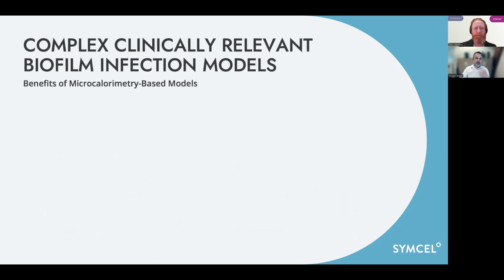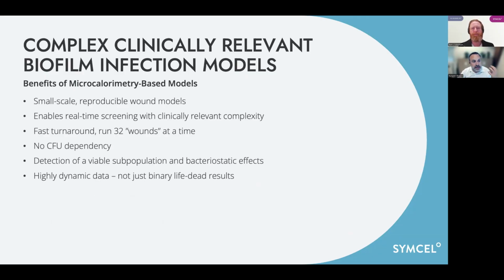So just to wrap it up a bit, we actually think that we have something that could be quite interesting to work with and develop further. This is a small scale, very reproducible wound model, and it enables real time investigation of this very complex model system where you have some of these aggregation, you have the diffusion, you have some of the nutrients that make the bacteria behave the correct way. And the system is able to run 32 small wounds at a time. It might not be a 96 well plate, but it still gets the job done.